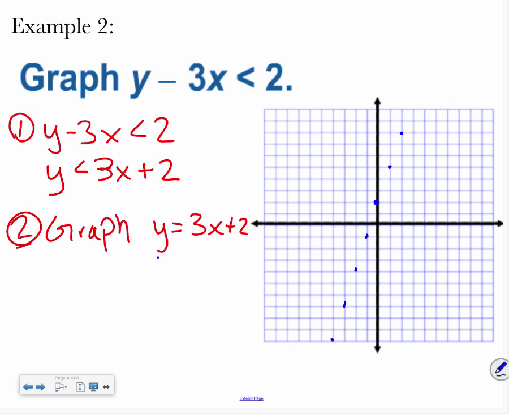Alright, and then I look again, and I bring back my inequality, and I just have a less than symbol. So is that going to be a dotted or dashed line or solid line? It's going to be a dashed line.